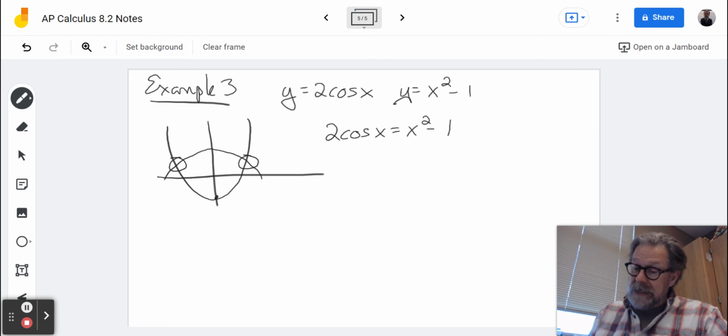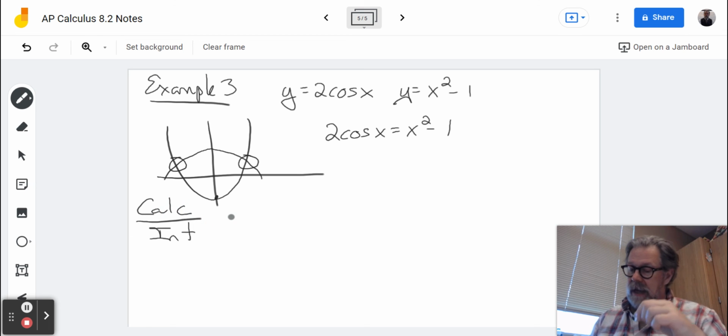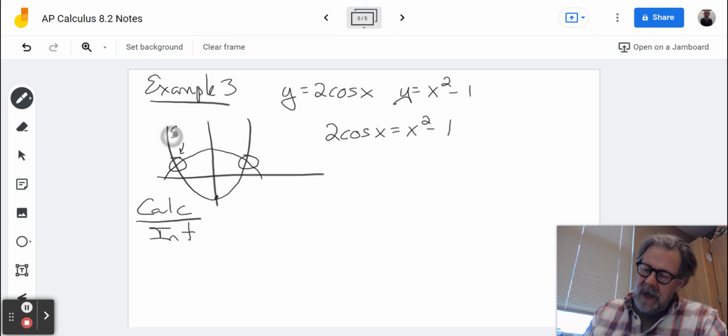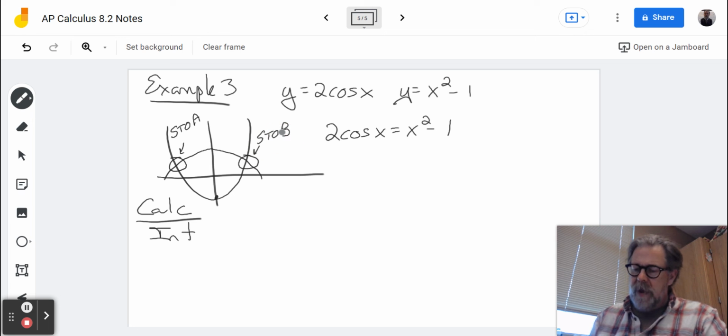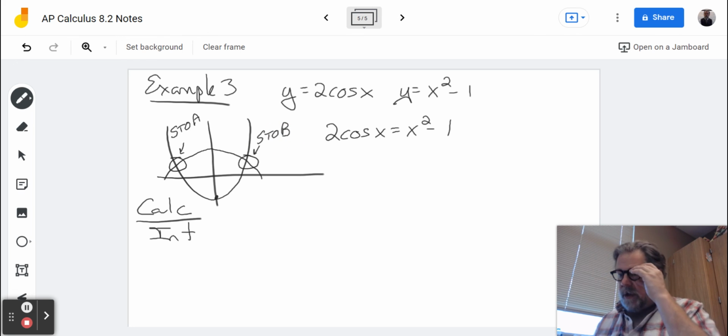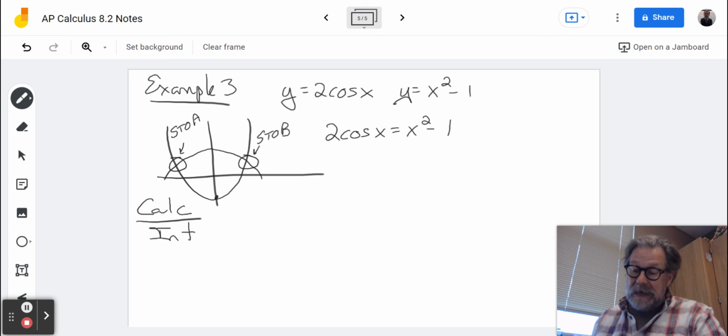We're going to actually go into the calculator. And what we can do is use the intersection function in our calc menu if you have a TI-84. The way to do this is to calculate an intersection and then type in STO A, and then calculate the next intersection and type in STO B. You can find that on your calculator. You'll see the store button down at the bottom.